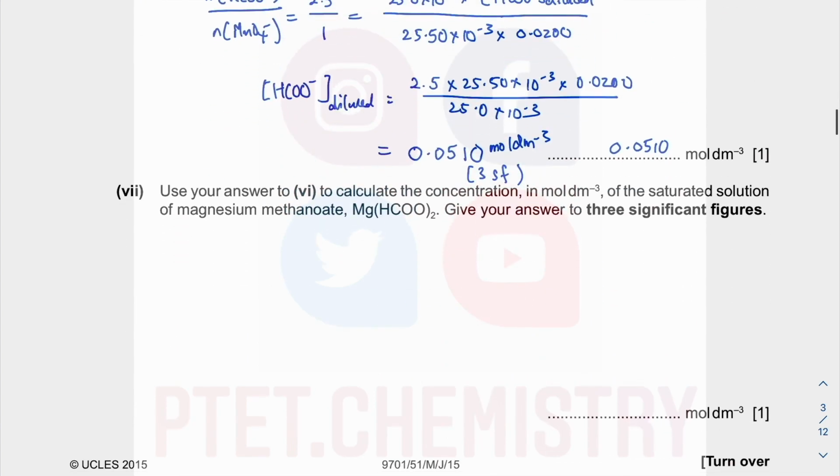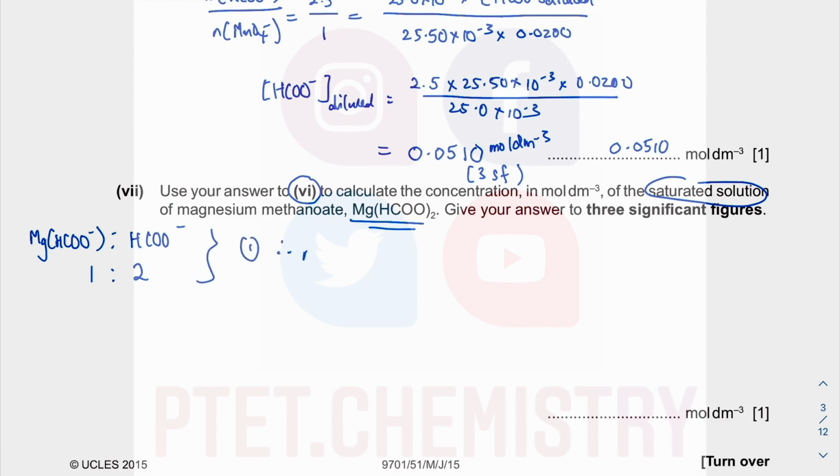So use your answer to part 6. This is part 7. Part 6 is this. To calculate the concentration of the saturated solution of the methanoate. All right. This is of the saturated. Remember earlier we have MgHCOO minus is to HCOO minus, one of these will give you 2 of these. So therefore, the mole of magnesium HCOO twice is equal to half.